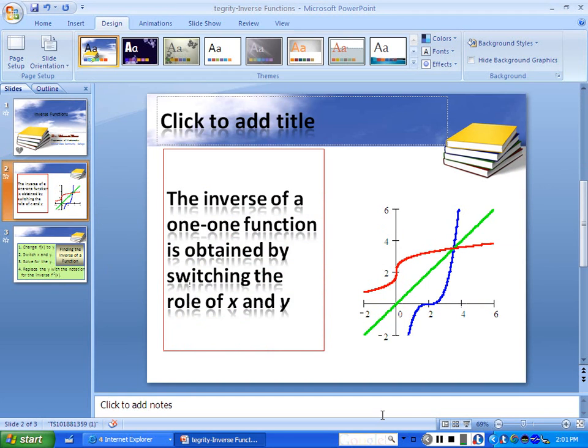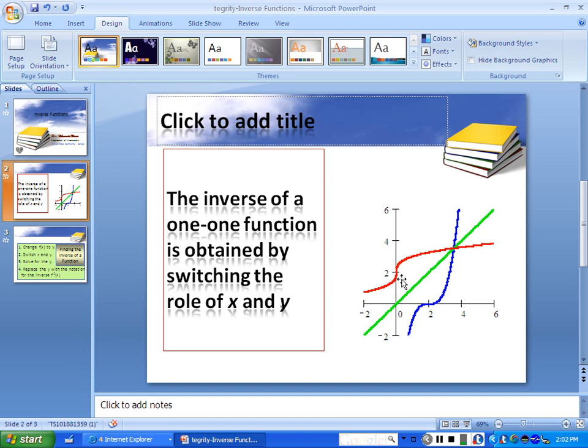The inverse of a one-to-one function is obtained by switching the role of x and y. For example, in this graph you see that in red you have a graph, and look at one of these points here. You have the point 0,2 here, and this blue represents the inverse of that function in red. Notice that the point where the blue crosses the x-axis is 2, 0.